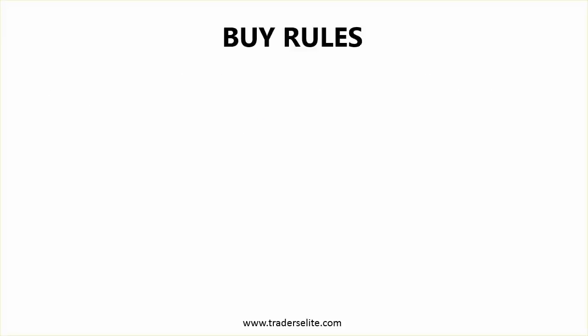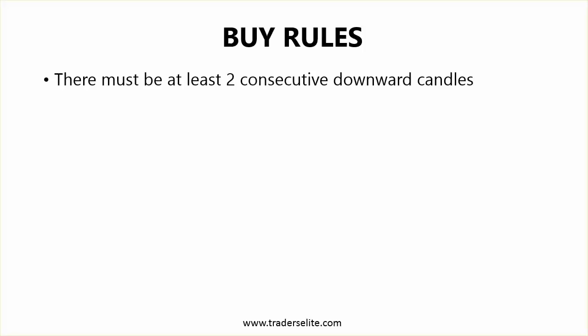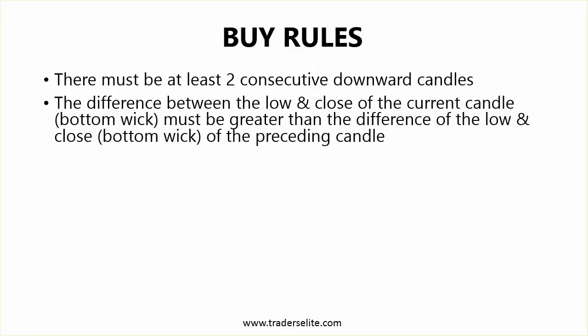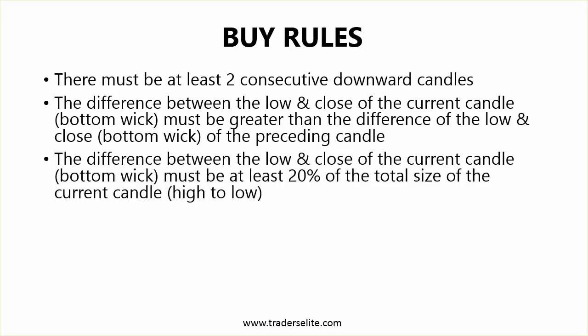So rules, buy rules first. There must be at least 2 consecutive downward candles. Again, it can be 3, 5, 10. The difference between the low and close of the current candle, the bottom wick, must be greater than the difference of the low and close, again, the bottom wick of the preceding candle.